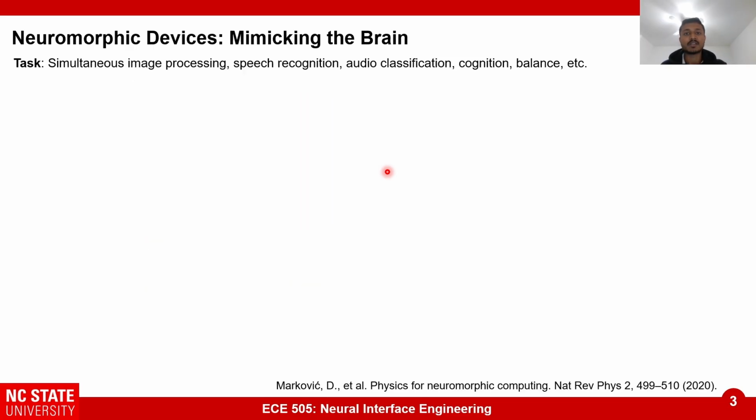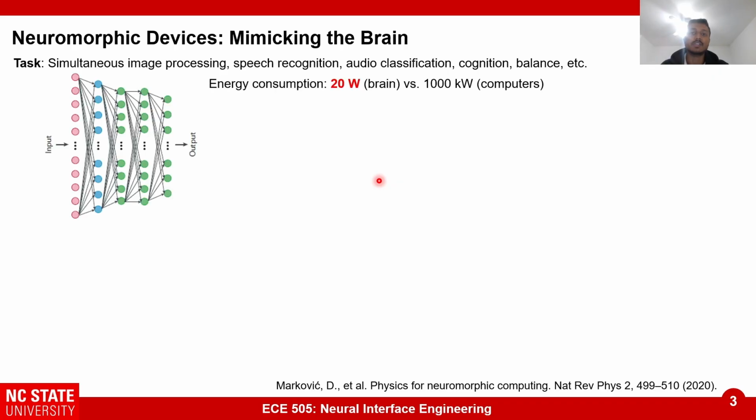So there is a class of devices called neuromorphic devices that are used, or we can mimic the brain with it. For example, as a human being, we can actually do simultaneously image processing, speech recognition, audio classification, cognition, balance, etc. But the amount of energy that we consume is very, very less. Whereas if we compare that with neural networks or in computers, it consumes too much amount of energy for it to operate, to actually get some output out of it.